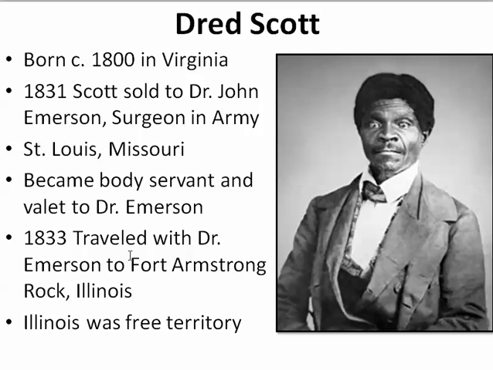John Emerson bought Dred Scott as a slave and carried Dred Scott with him as a body servant and as a valet. In other words, Dred Scott was carrying his things for him as he went from one fort to the other for the U.S. Army. And then in 1833, he travels with Dr. Emerson to Fort Armstrong in Rock Island, Illinois, and he stays there for about 10 years. And Illinois was a free territory. He even marries a wife there in Illinois, and they have children in Illinois. So for a complete decade, he lived in free country, free territory.